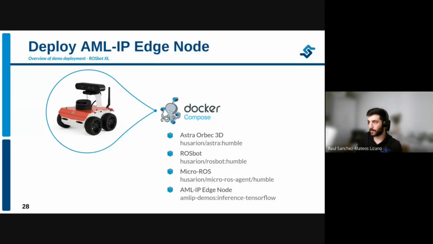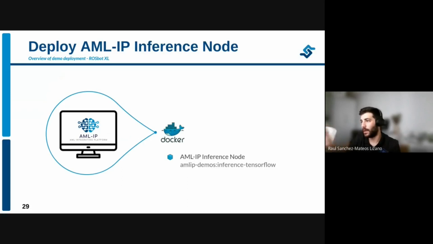And then here we have the deployment of the Inference node, which is the deployment that we have on our laptop or our PC. And the only thing that we need here is the AML-IP, and that's all. The AML-IP will be deployed using Docker. Here we don't need the Docker Compose framework because we are running just one single Docker image, but the AML-IP inference node will be deployed using Docker, the same as we deployed on the Edge robot.